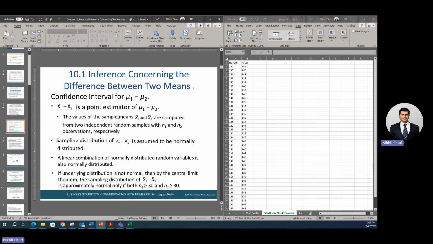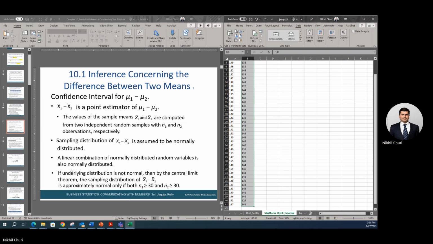The value of the sample mean difference, x1 bar minus x2 bar, is computed from these two independent random samples with n1 and n2 observations. In this case, we already know n1 is 40 because we have 40 different data points, and n2 is also 40. Next, the sampling distribution for x1 bar minus x2 bar is assumed to be normally distributed. That's a statistical assumption. A linear combination of normally distributed random variables is also normally distributed, as per the theory we learned on normal distribution in Business Stats 1.